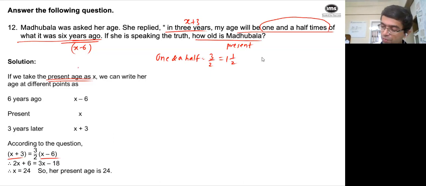What have you been expecting? X is what you need. So how old is Madhubala? She is 24 years. So break the word question into different parts. Assume an expression to each of those parts and then relate.